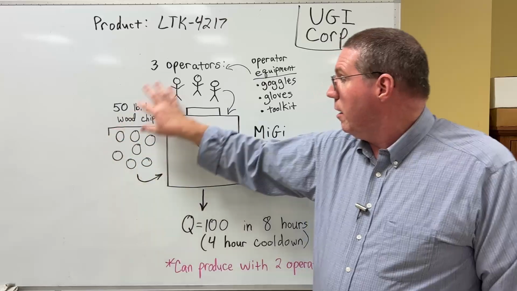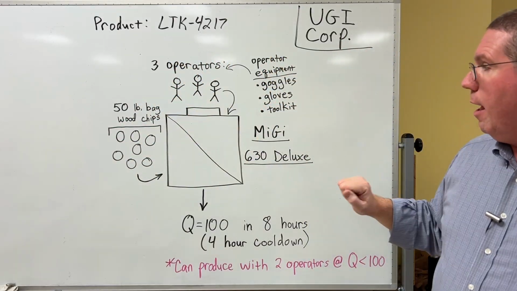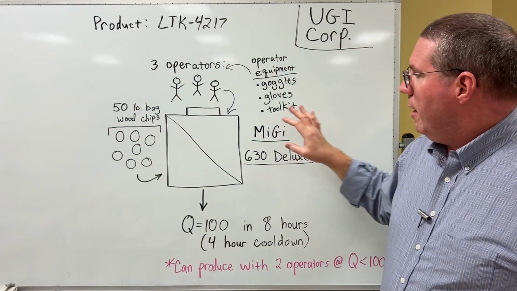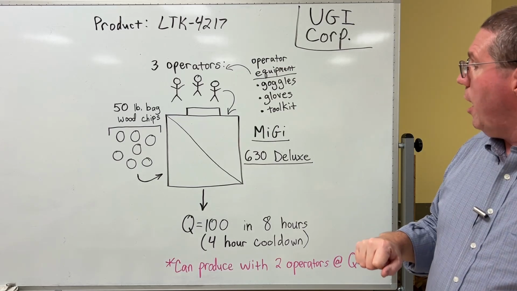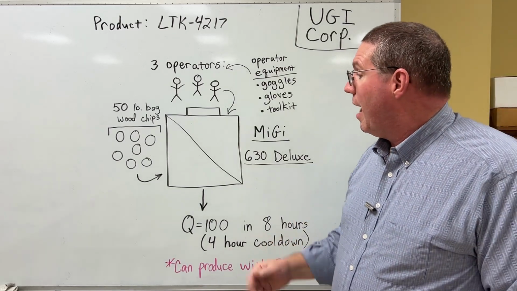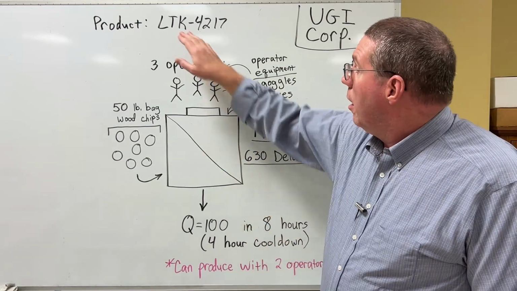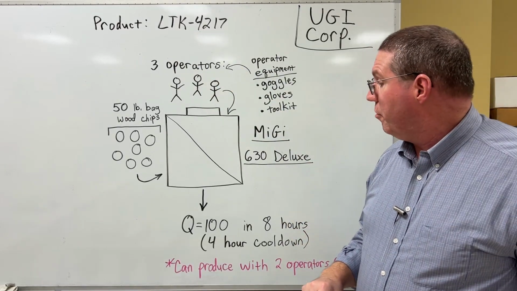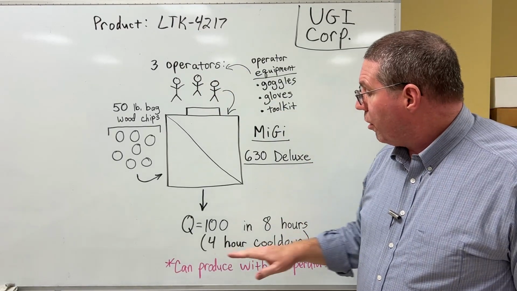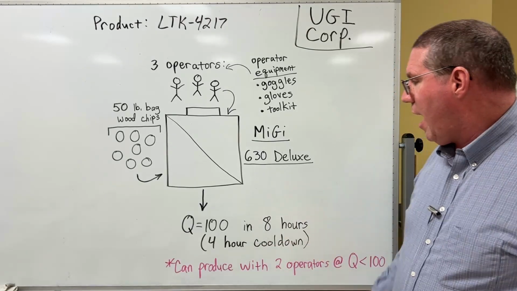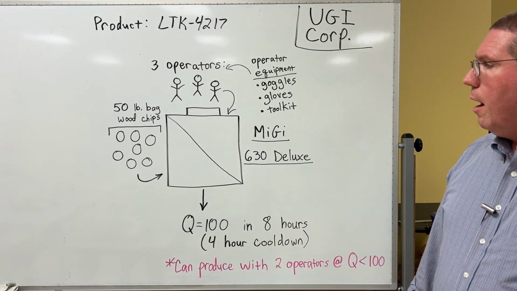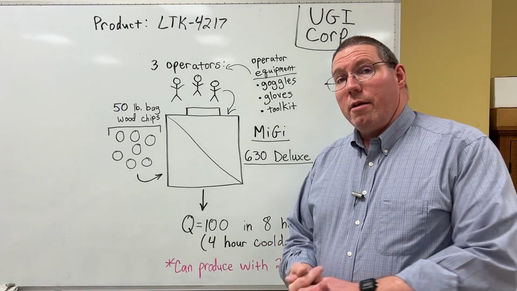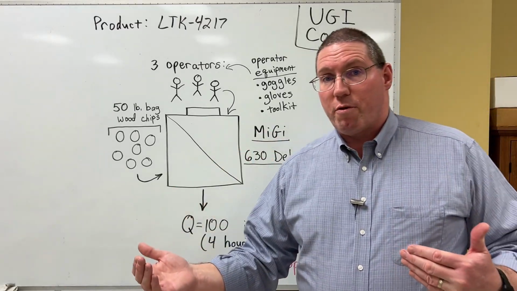So we've got our land, our labor, and our capital, and we're bringing them together in the factory owned by UGI Corp to produce output. What output? A product, a household product designated LTK 4217, and we're going to produce 100 of them every 8 hours, okay?